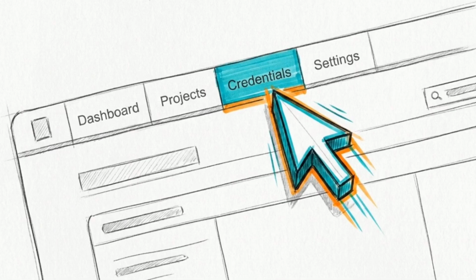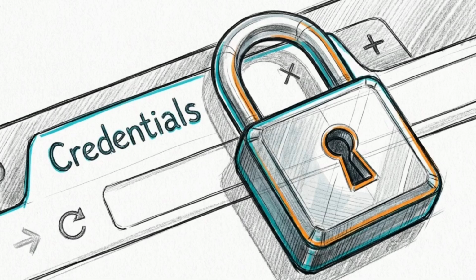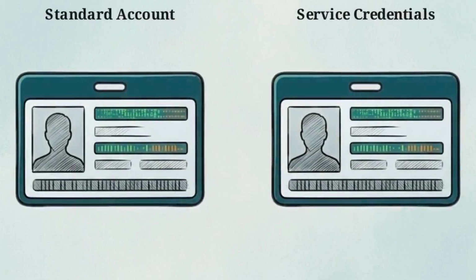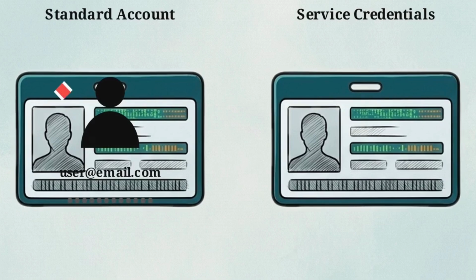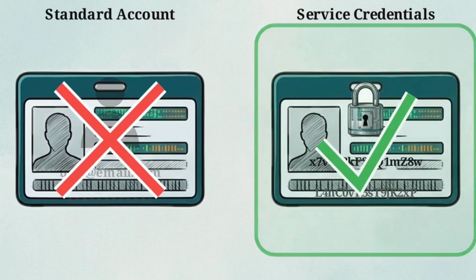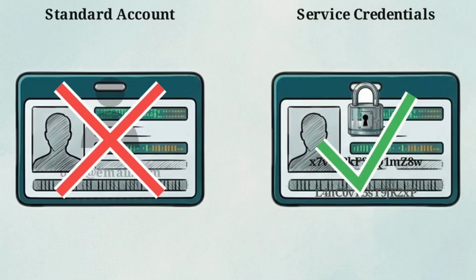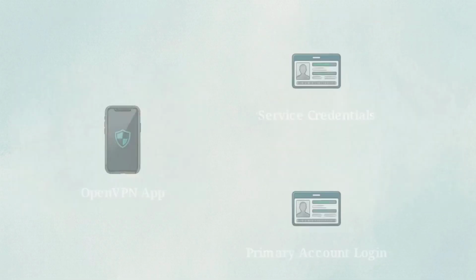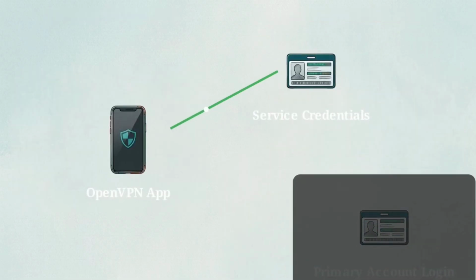Next, switch to the credentials tab. You should leave this tab open for now, as we'll need these details later. It is important to note that you cannot use your standard account email and password here. You must use these specific service credentials generated by Surfshark for OpenVPN connections. This isolation ensures the OpenVPN app can connect to the network without needing access to your primary account login.